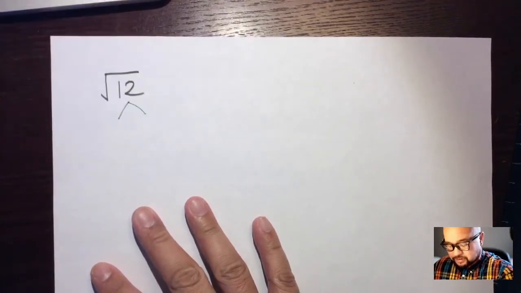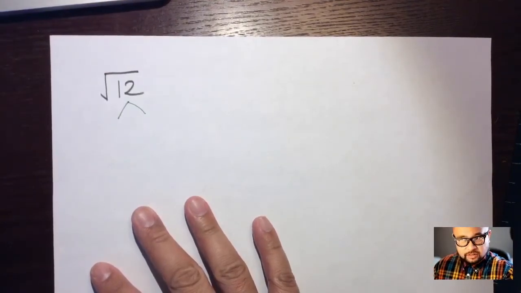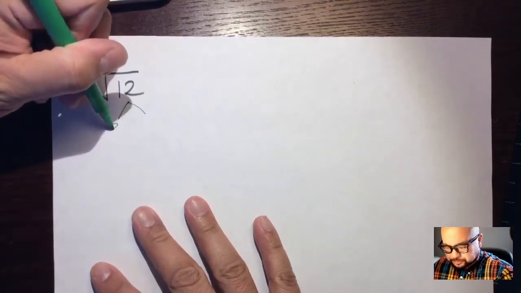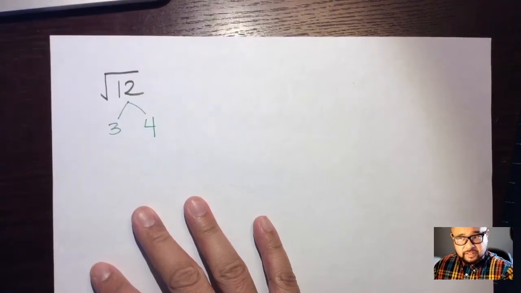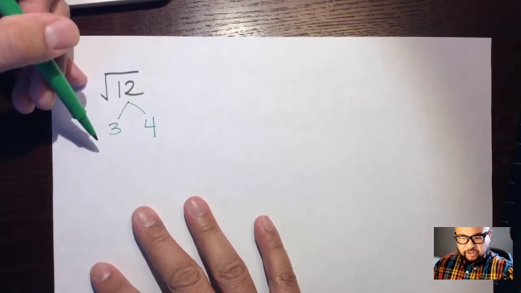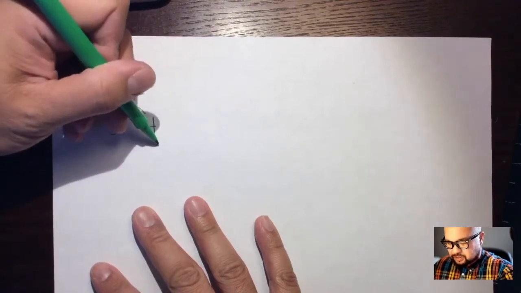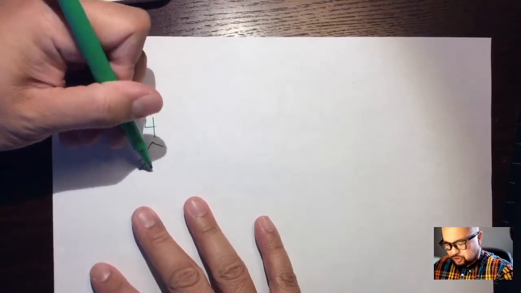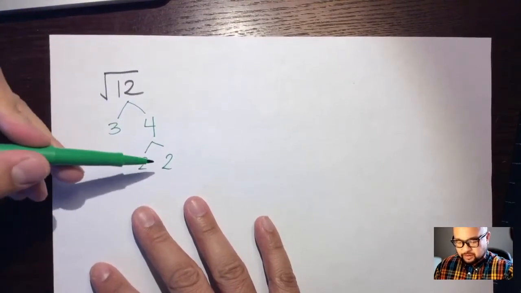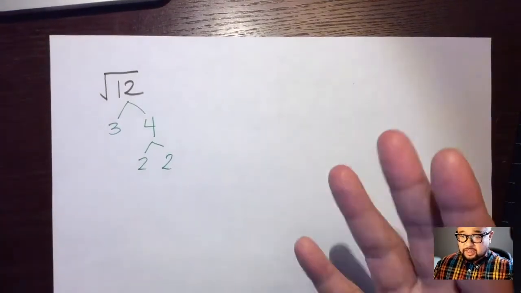So, factor. What are 2 numbers that multiply to 12? We have some options. Let's do 3 and 4. You could have done 6 and 2, but let's do 3 and 4. And let's keep on factoring until we get prime numbers. 3 is a prime number. We can't get any other factors than 1 and itself. And let's look at 4. It would be 2 and 2. And we can't factor 2 anymore, so we have 2, 2, and 3 in our factor tree.